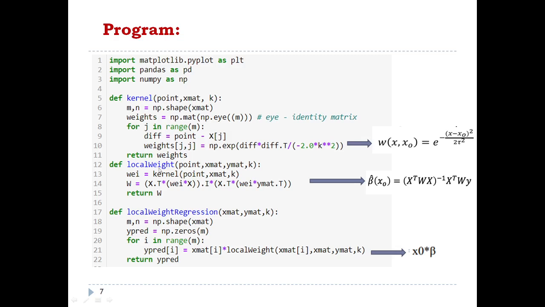That weights will come to this local weight function, and this local weight function is again going to calculate a local weight of that particular point. So again it is going to do the smoothing. It is going to do the smoother.